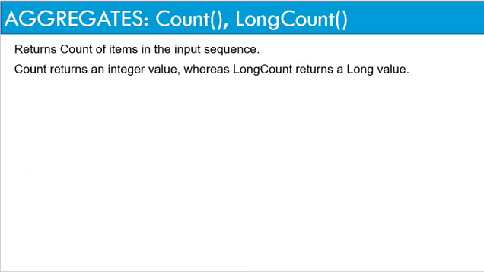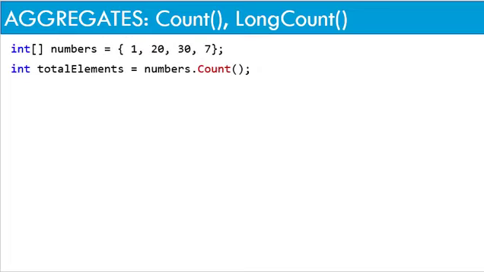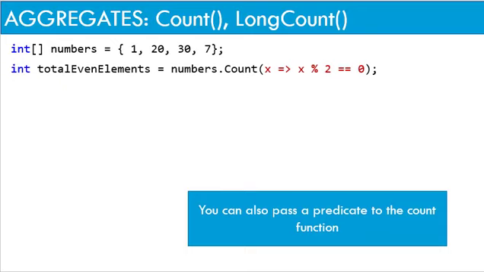Count and long count operators both count the number of elements in the input sequence. The only difference is that count returns an integer value, whereas long count returns a long value. When there are large number of elements in the input sequence, long count operator is used. When there are small number of elements, count operator is used. Here in this example, count operator is used to count total elements in the numbers array. You can also pass a predicate to the count method. In this case, the count operator only counts the elements which meet the condition. Here in this example, I have passed a predicate to count only even numbers in the array.